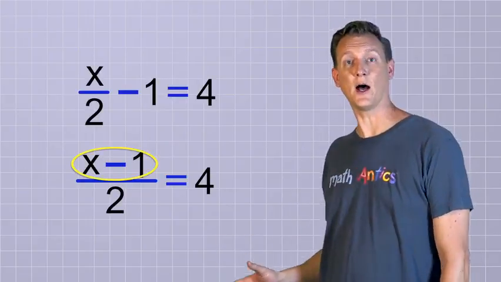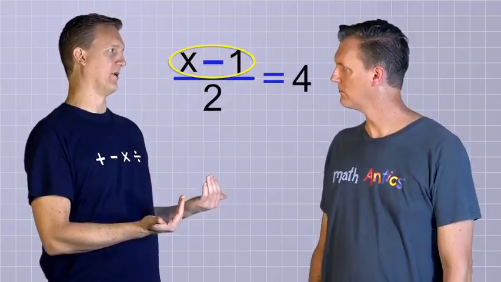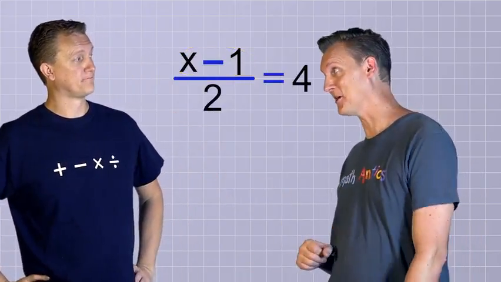The x minus 1 on top forms a group. Hold on, how can x minus 1 be a group? I don't see any parentheses or brackets around them. Ah, that's a good question.